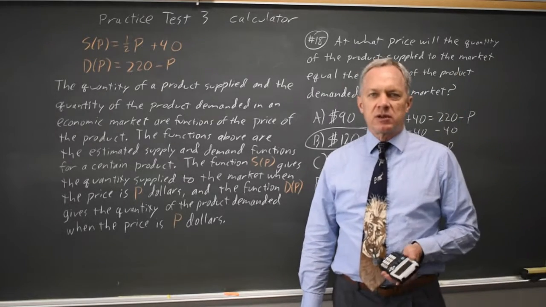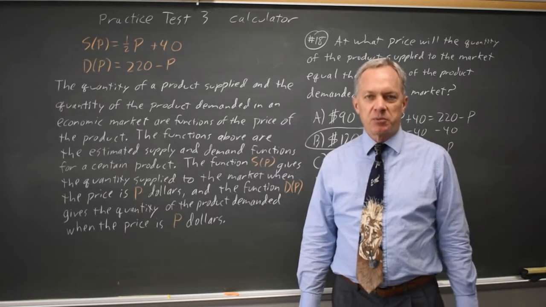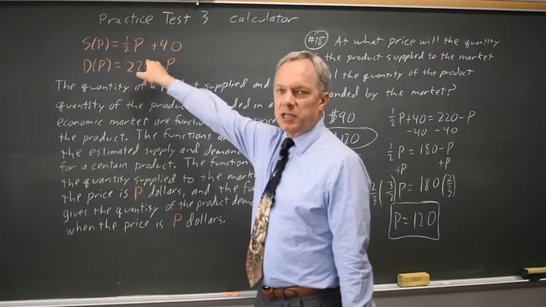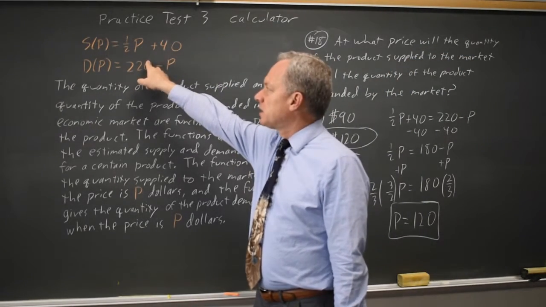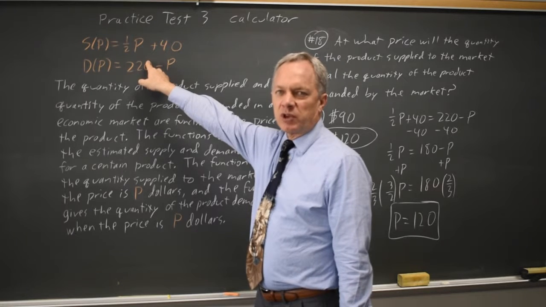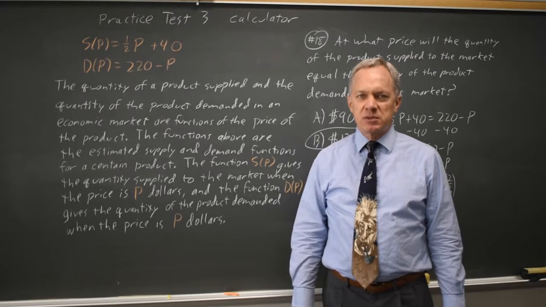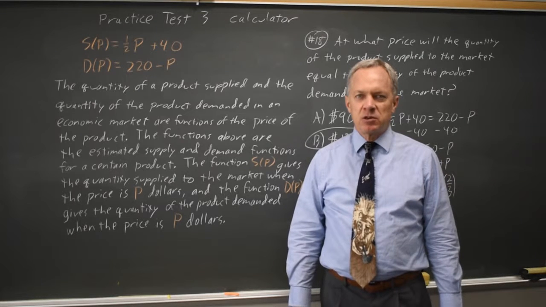We can do it several different ways on the calculator, or we can do it by hand, or we could substitute these values into each equation by hand and find S of P and D of P and find the one where they're equal. College Board likes systems of equations like this, so make sure that you're proficient with a variety of ways of solving them.